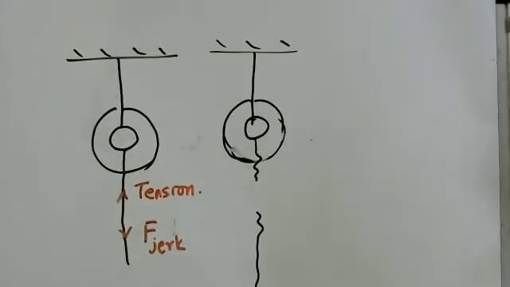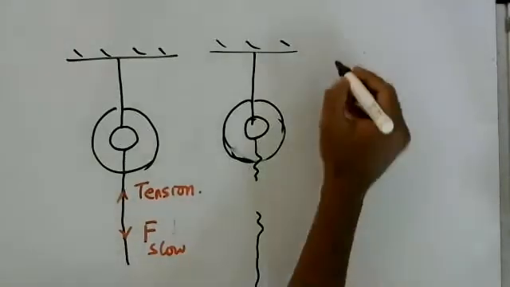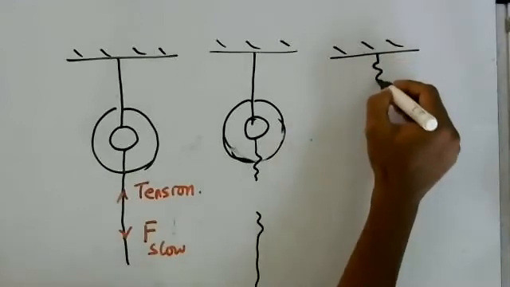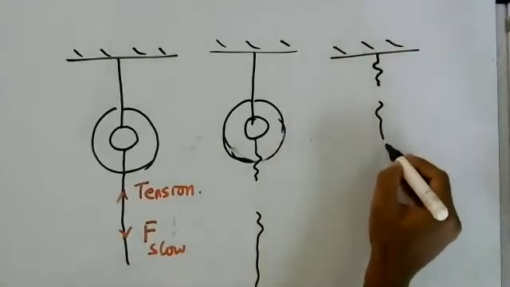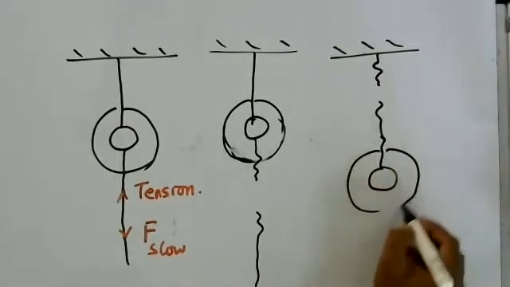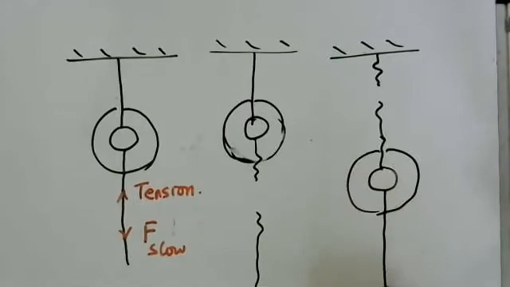But when instead of giving a hard, sharp pull downwards, I build a force which is slow, so if I pull in a slow way, then something different happens. The lower string is now intact, whereas the upper string breaks.